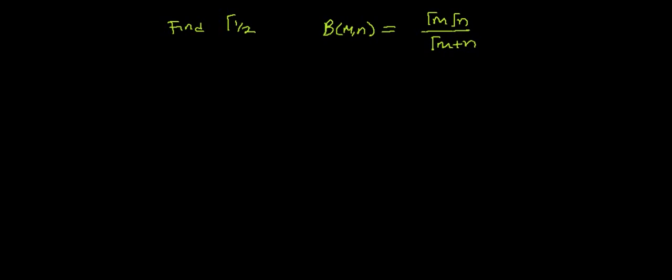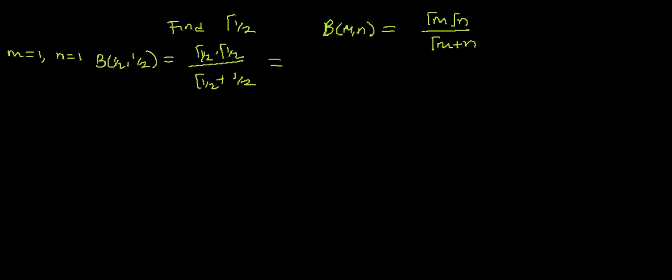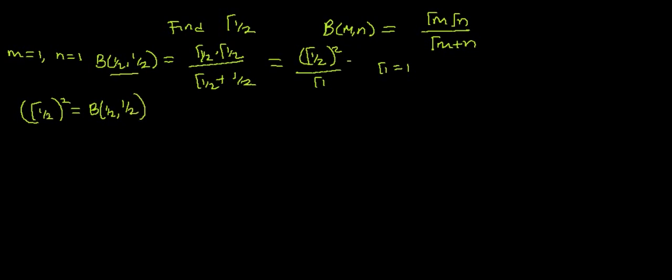Now where you have m to be equal to 1 over 2 and n to be equal to 1 over 2, that means beta 1 over 2 comma 1 over 2 is going to give you gamma 1 over 2 multiplying gamma 1 over 2 divided by gamma 1 over 2 plus 1 over 2. So this is going to be equal to gamma 1 over 2 all squared divided by gamma 1, and gamma 1 is equal to 1. Now that means gamma 1 over 2 all squared will be equal to beta 1 over 2 comma 1 over 2, because this is equal to this.